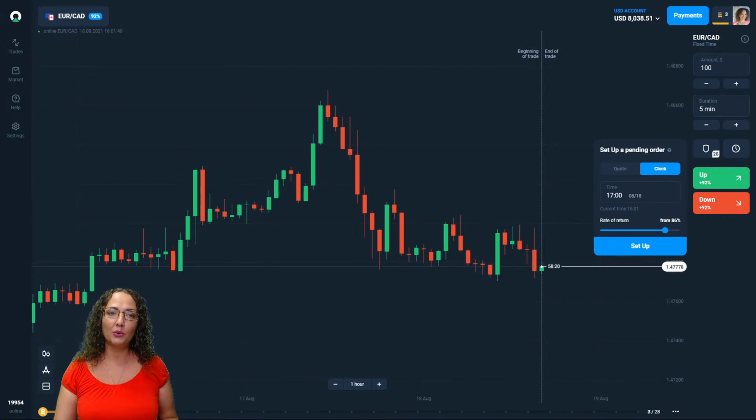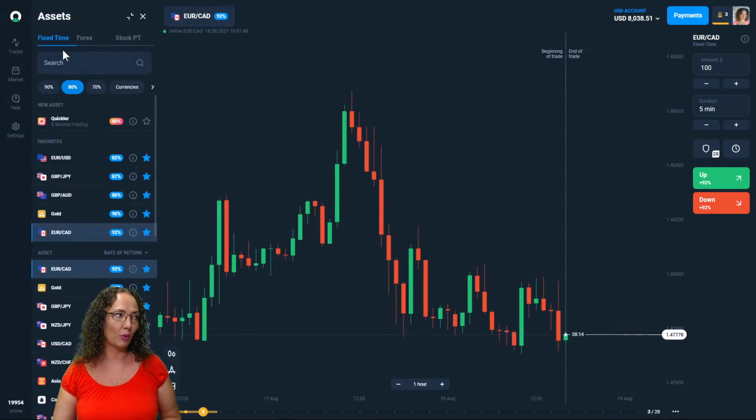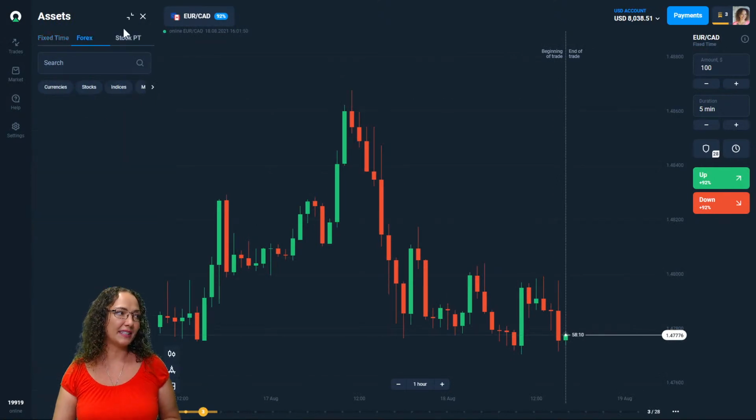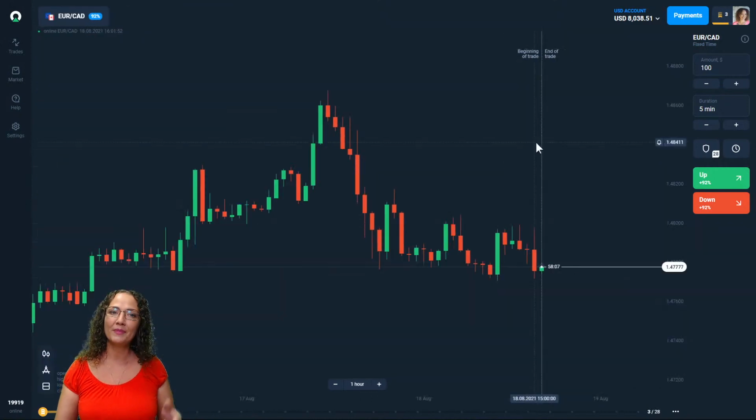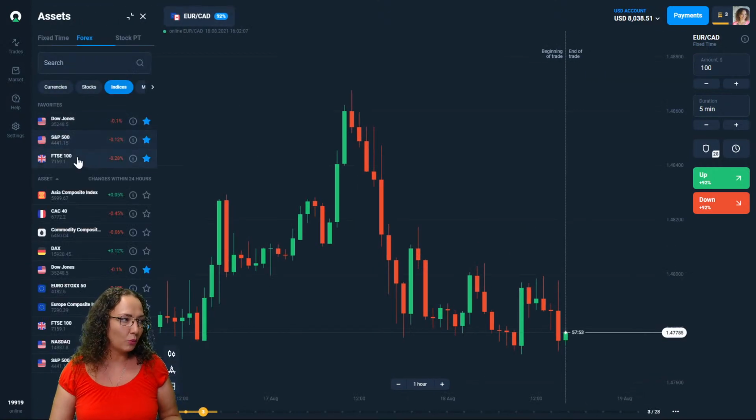My friends, you can use and set up a pending order on the FTT trading mode as well as the Forex mode. We have FTT, Forex, and SPT. So the pending order is available on FTT and Forex. And we'll look at how to set up the pending order on each of them separately. But first, let's look at the chart and see in what cases we can use and set up a pending order.